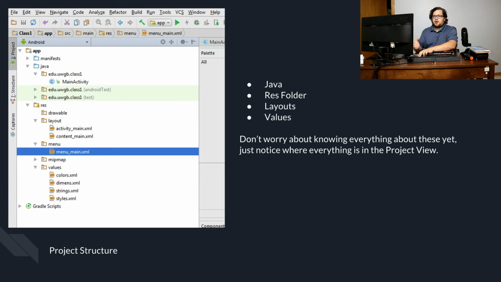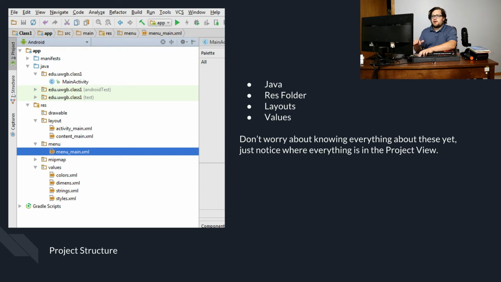Notice there's also a couple different package names. The package name I mean is edu.uwgb.class1, and then there's one with androidTest and one with test beside it. We're not going to worry about those. You're only going to worry about the one without those beside it right now. Those we may talk about in an advanced lesson later on.